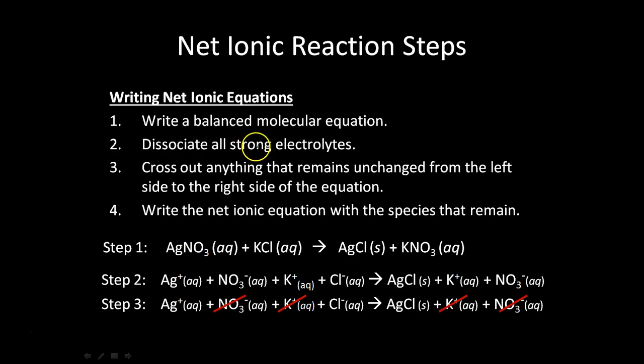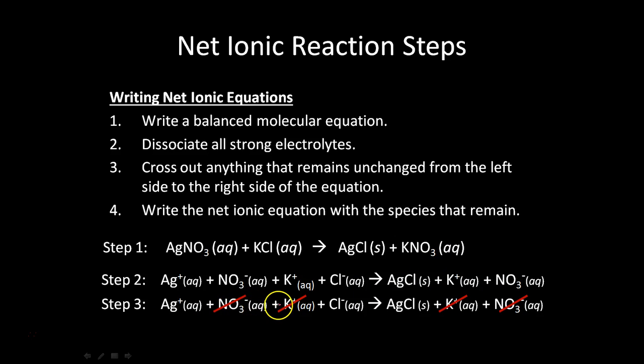Step 2, you break apart all strong electrolytes. So anything that is in aqueous form, you break it apart. Ag plus, NO3 minus, K plus, Cl minus. On this side we have AgCl, but it's solid, so it stays together. And then K plus and NO3 minus, shown as aqueous up here.